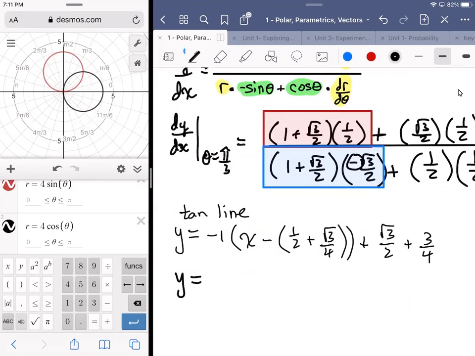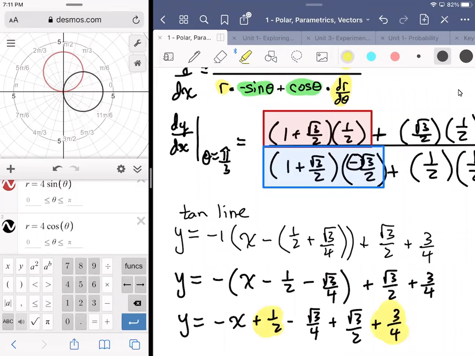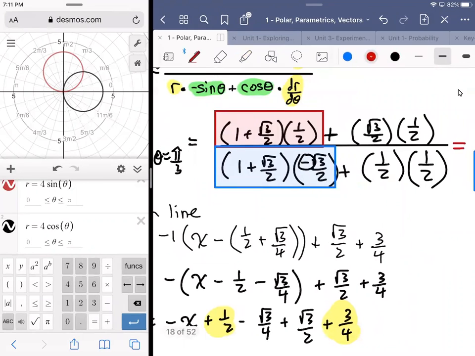So y equals, I'll leave the negative on the outside for a second, x minus 1/2 minus rad 3 over 4 plus rad 3 over 2 plus 3/4. Bring through the negative, so negative x plus 1/2 minus rad 3 over 4 plus rad 3 over 2 plus 3/4. And so there's not too much that we can do, but we can consolidate the rational parts and the irrational parts.